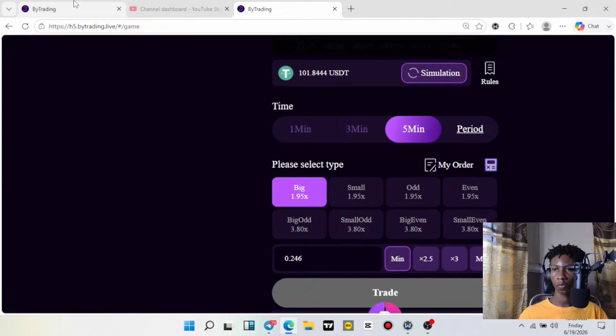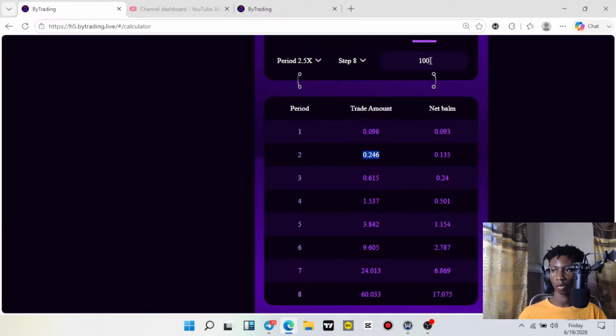Let's wait. Don't forget to always follow this calculator phrase. You guys shouldn't forget. Always follow this calculator phrase. So if everything goes wrong, bro, don't panic. I'll still run it for you guys.